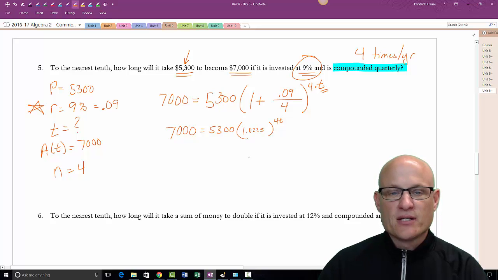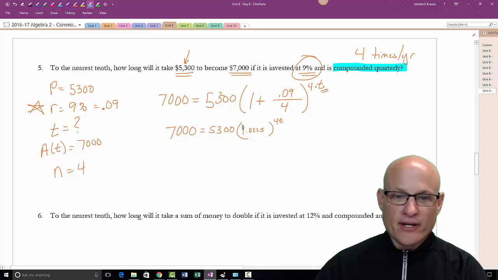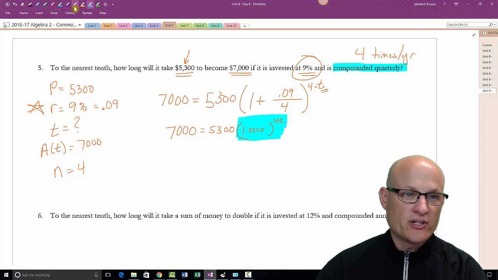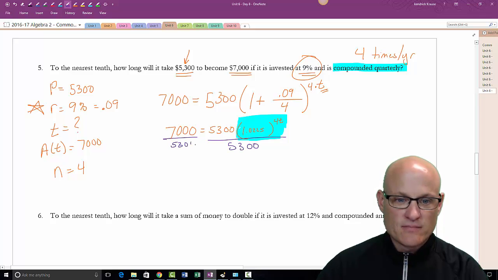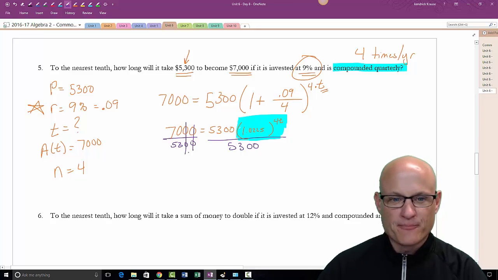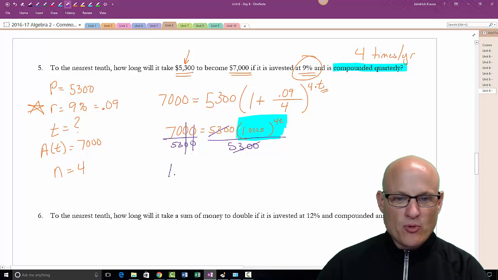1.0225. Okay, so here's my weird thing. Because it's got an exponent I have to solve, I'm going to have to eventually turn this into a log function because it is exponential. But the first thing I have to do is get that weird thing alone. So I'm going to divide by 5,300. Again, I'm going to get rid of 2 zeros. I can't get rid of 3 because they both don't have 3.